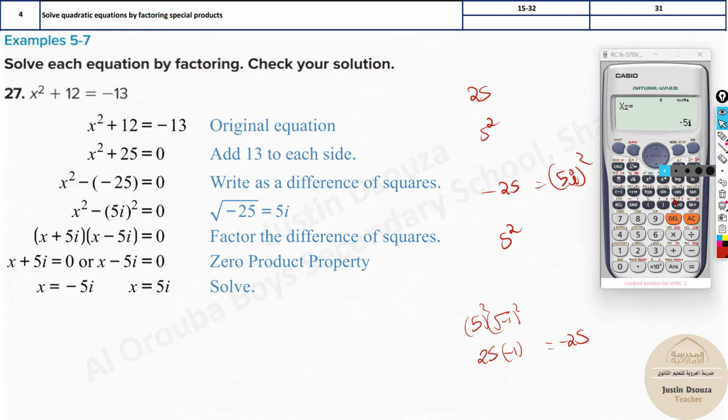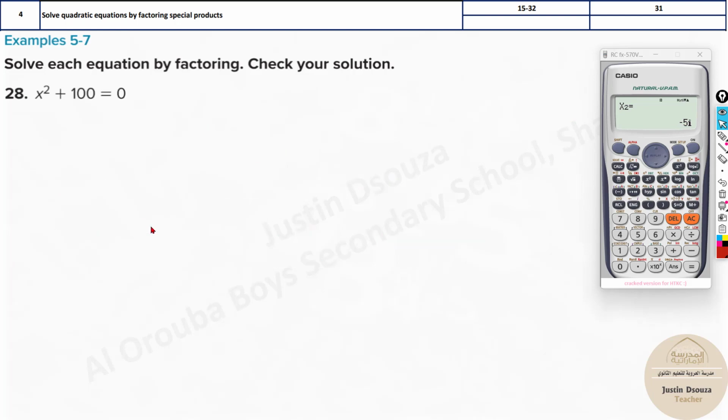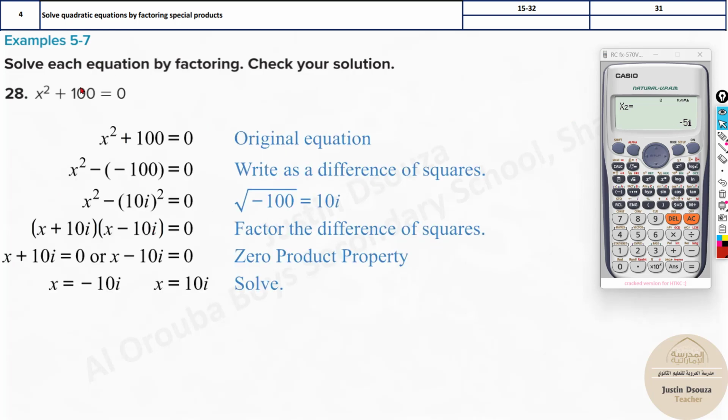But see, if you use the calculator method, you do not need to bang your head on this, because it's a straightforward method in the calculator. Otherwise, you must just remember this extra part. Now, same thing over here. If you do it in the calculator, it will be 1, 0, and the last one is 100 plus 100. It's 10i and minus 10i. That's it.